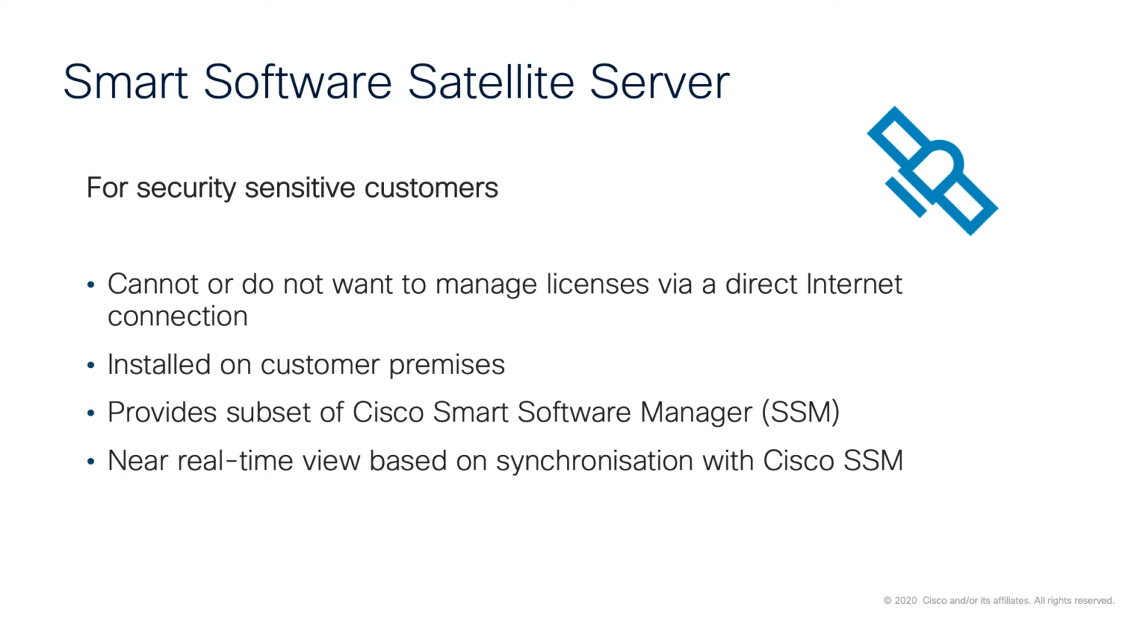We use the smart software satellite server for security-sensitive customers, so customers that cannot or do not want to manage licenses via a direct internet connection. The satellite server would typically be installed on the customer premises, and it provides a subset of what the full Cisco Smart Software Manager portal provides. And it still gives you an almost near real-time view of your licensing capabilities based on synchronization between the satellite server and the Cisco Smart Software Manager.